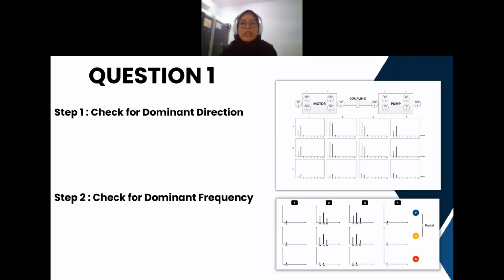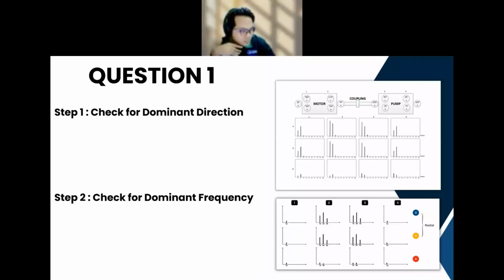So Aziz, do you have anything to say about this? I think I agree with you. Radial is greater than axial. I agree with that statement too. We agree too. Yes, I agree. I think we can check the condition that the radial is greater than axial.